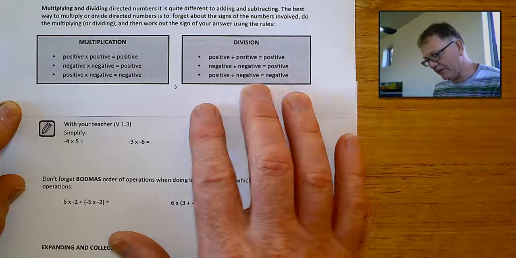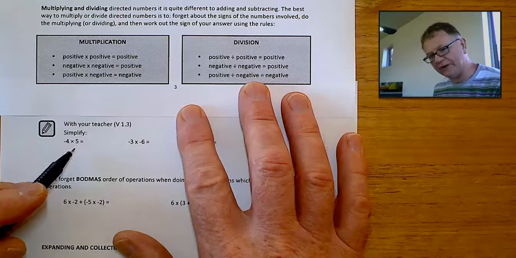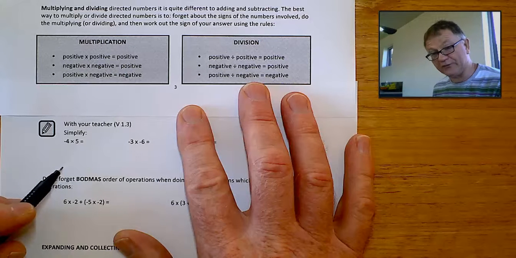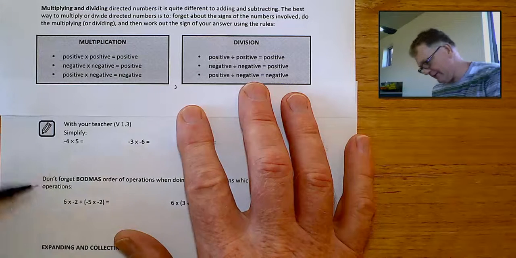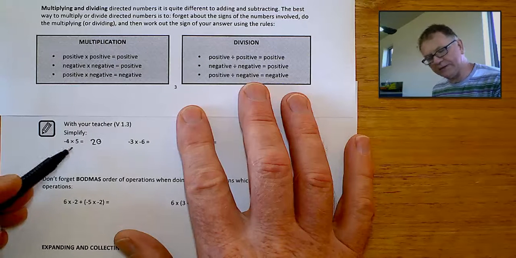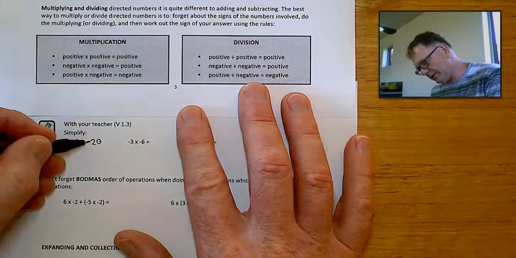So here we've got minus 4 times 5. Now what I would do is forget about that for a moment. I'll just go 4 5s are 20. But because we're multiplying a negative number by a positive, I know my answer is going to be negative.